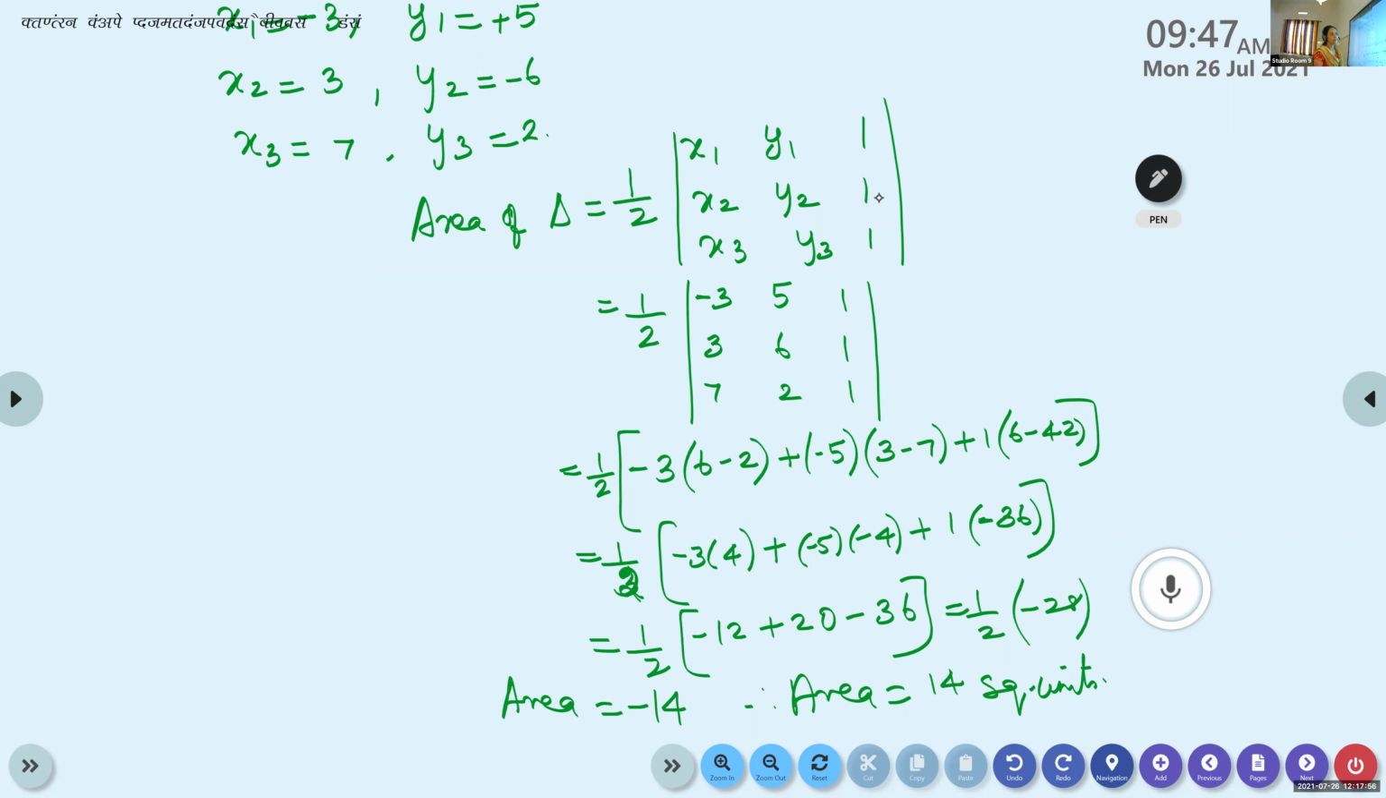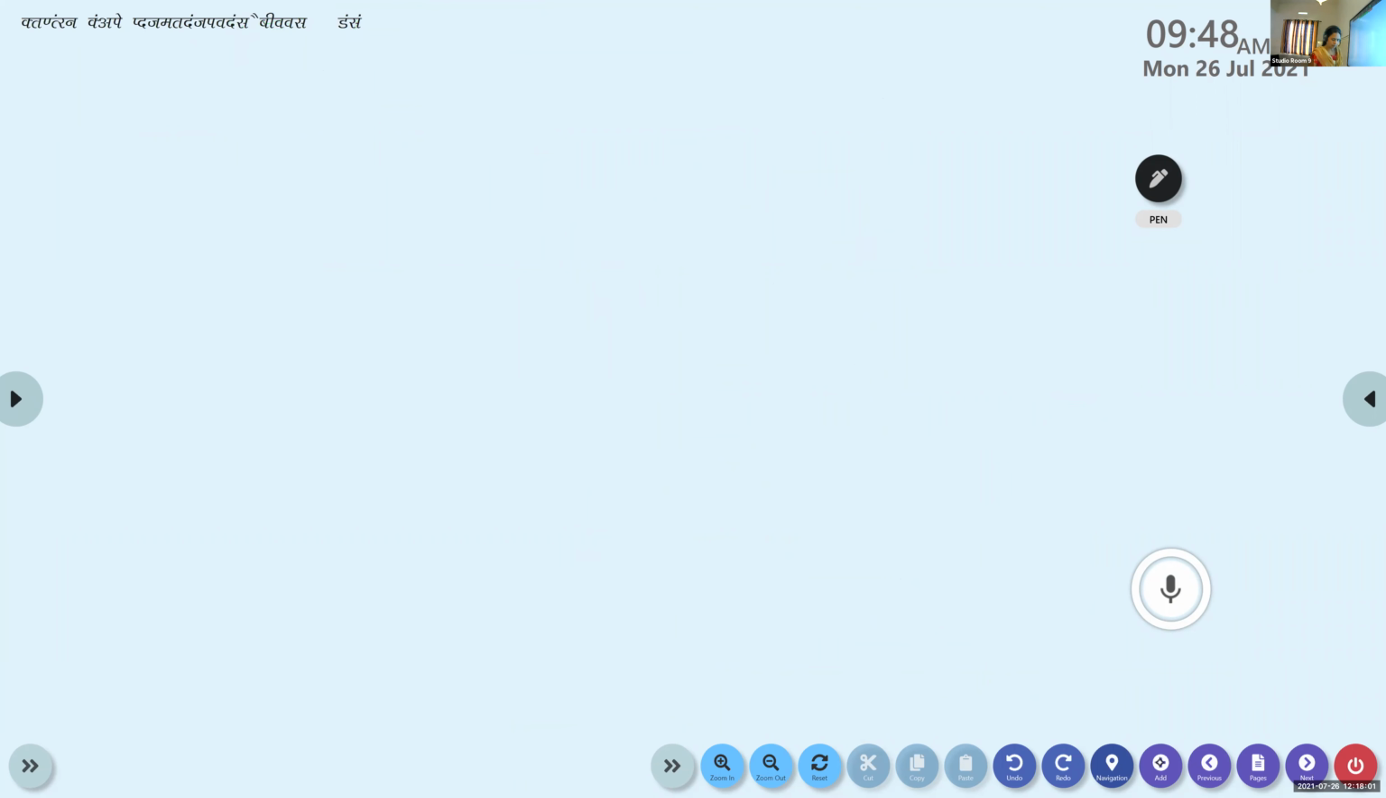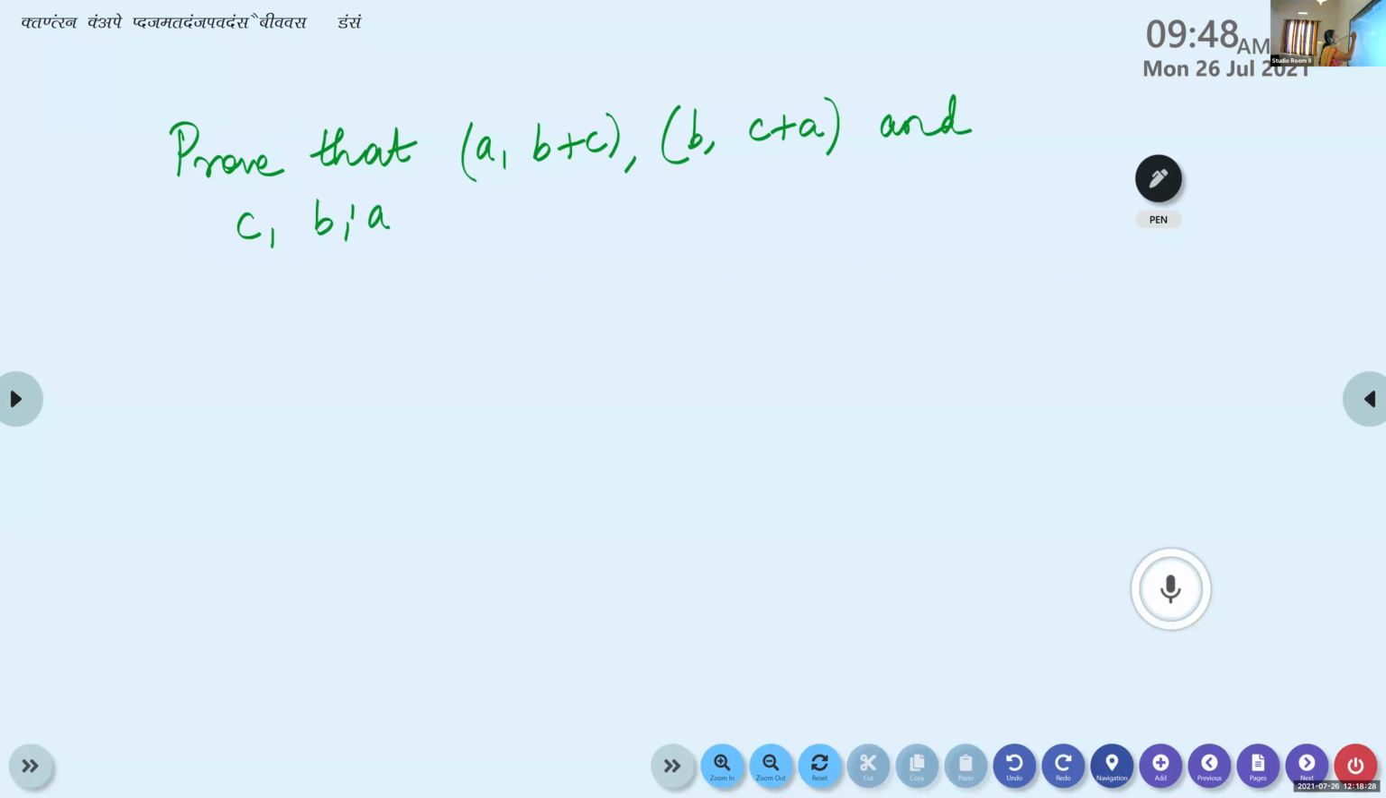Write the next question, children. Prove that the points A, B plus C; B, C plus A; and C, A plus B are collinear. Prove that these 3 points are collinear.